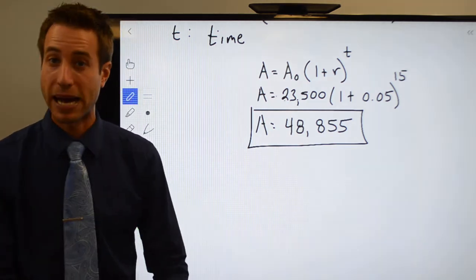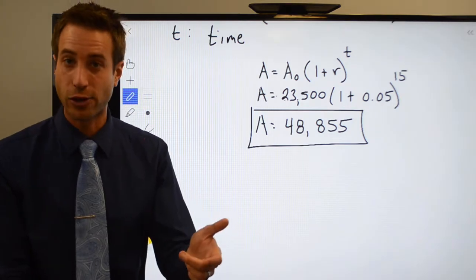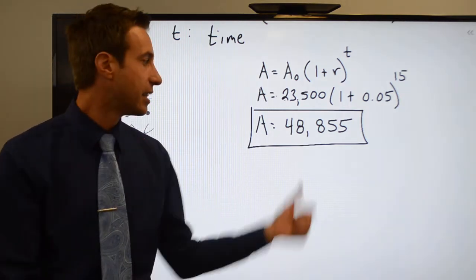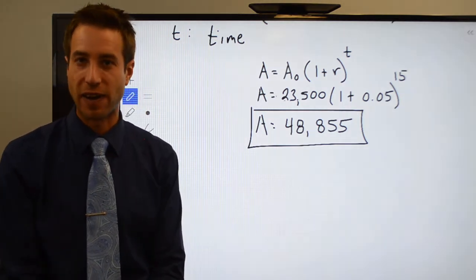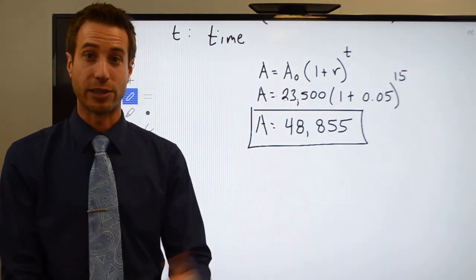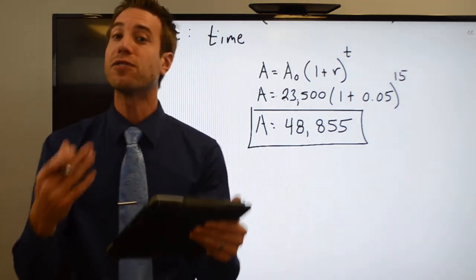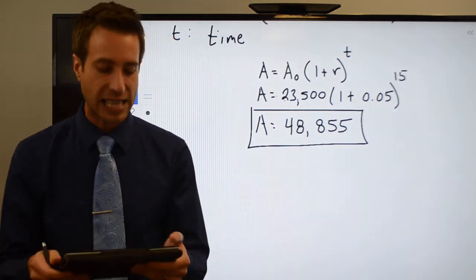So for this particular basketball team, during a winning season, at their 15th home game, we're going to estimate there'll be about 48,855 people in attendance, or roughly 49,000 people, which is not bad. That's pretty good attendance, especially during a winning season. That's awesome.